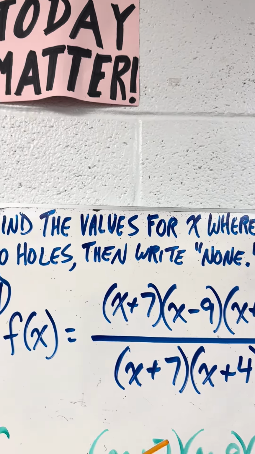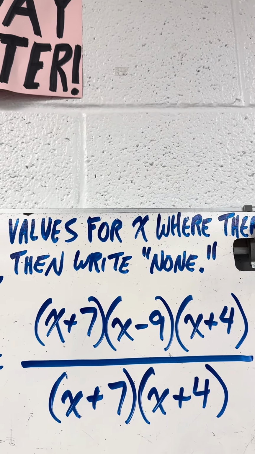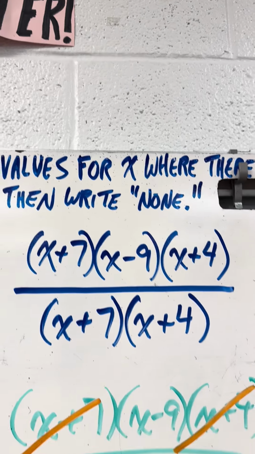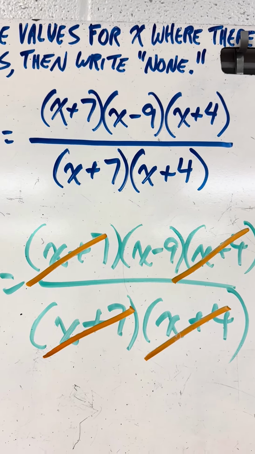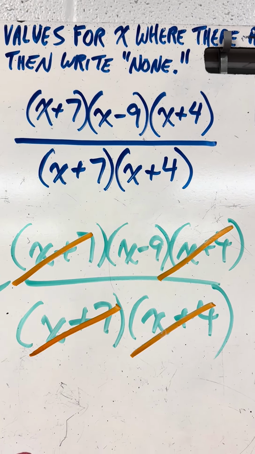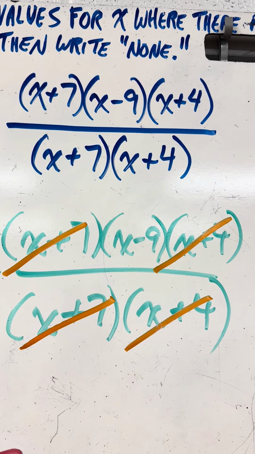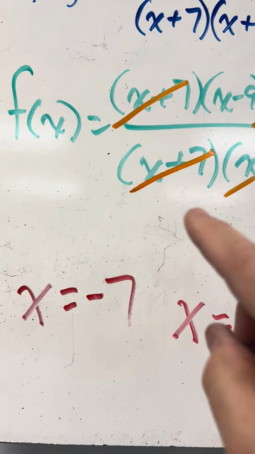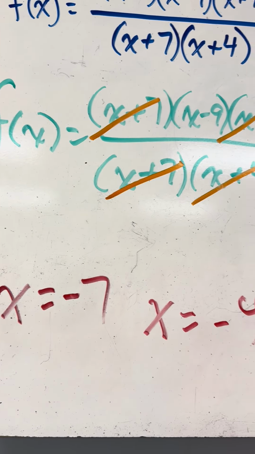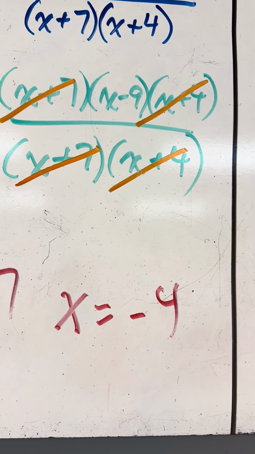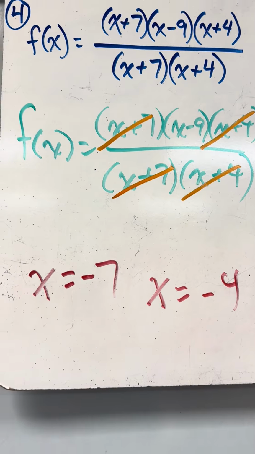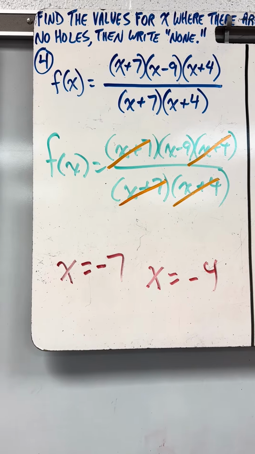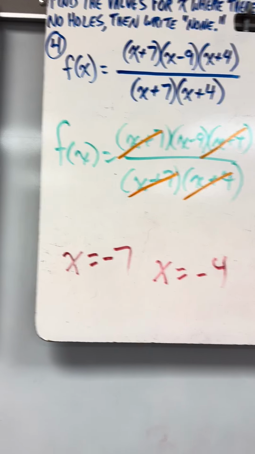So if you have f of x equals x plus 7, x minus 9, x plus 4 over x plus 7, x minus 4, does it make sense that the x plus 7s will cancel and the x plus 4s will cancel? Thus, x equals -7, right, will make a hole. X equals -4 will make a hole, right? That's your job today, to just tell me where the holes will be, okay?